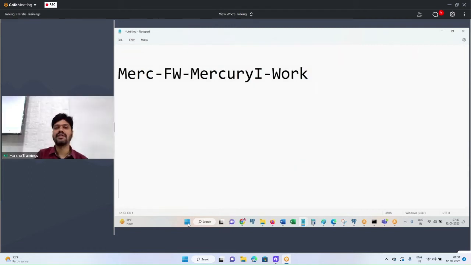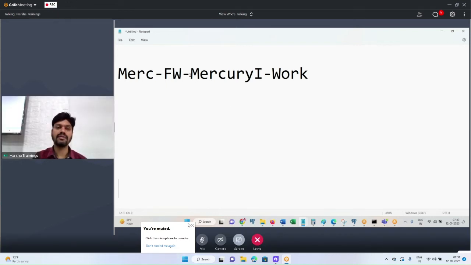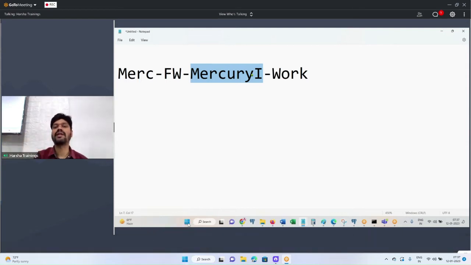4 created. 3. This division, how many created? This division class name is different because that is Mercury Auto Insurance. This is Mercury Insurance. Organization class, division class, unit class. But what about this? FW stands for framework.